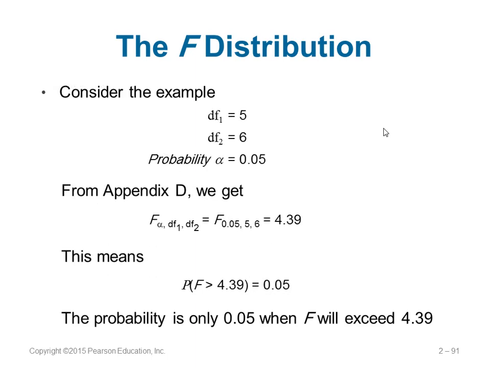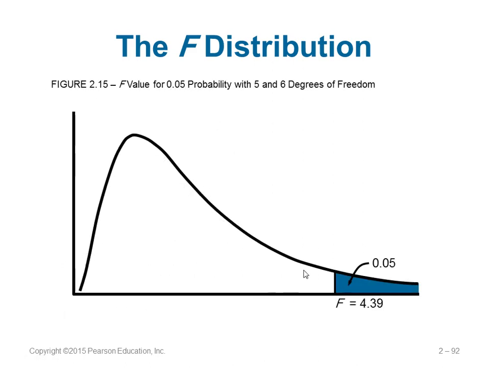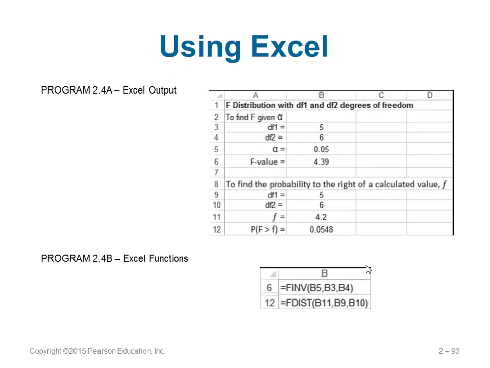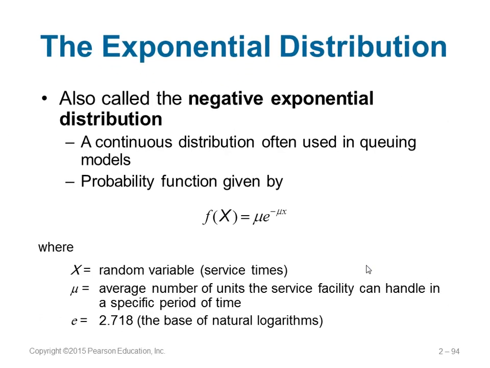So how to calculate? Here's an example: df1 equal to 5, df2 equal to 6. The probability is also given, which is alpha equal to 0.05. You use the given F distribution table and you get the value. This means the probability that F is greater than 4.39 is equal to 0.05. So you can see that if you are above 4.39, the probability is a small value. You can also calculate these things using Excel.